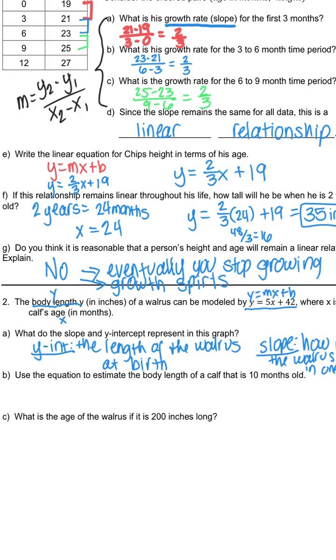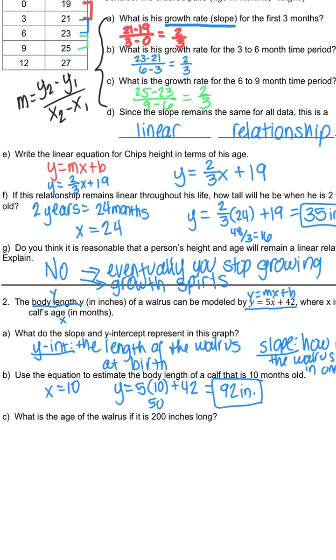Now it says use the equation to estimate the body length of a calf that is 10 months old. So we know here our x equals 10. So let's go ahead and put that into our linear equation. y equals 5, instead of x we will put 10, plus 42. And if you solve that, 50 plus 42 equals 92 inches.